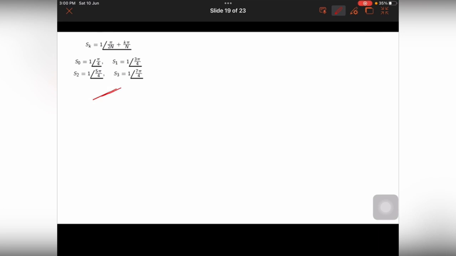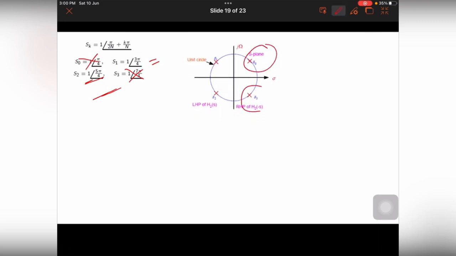Out of 4 poles, S0 and S3 are the poles which are located at the right half of the S plane, so these poles are negated, whereas S1 and S2 are located at the left half of the S plane. We'll consider these poles. So S0 and S3 are located at the right half, whereas S1 and S2 are located at the left half. These 2 poles are neglected or discarded.